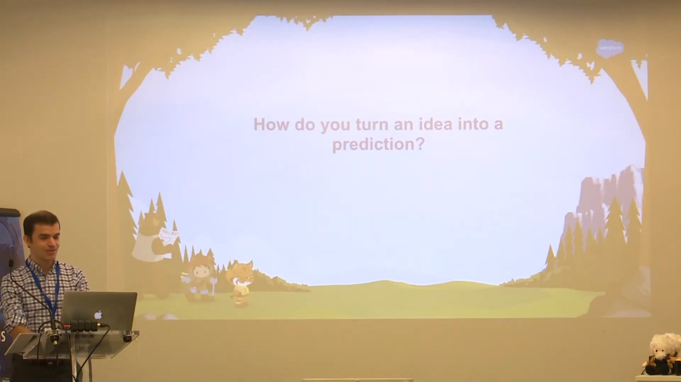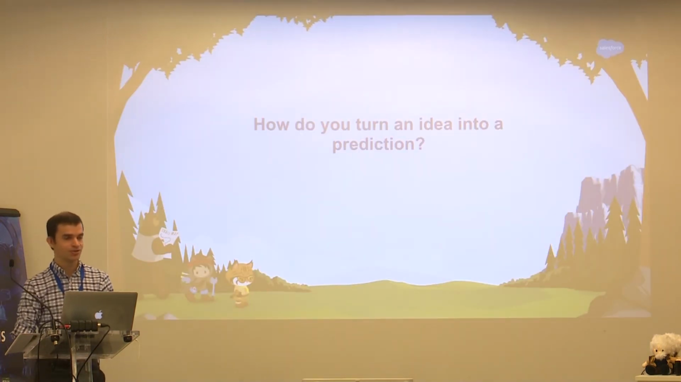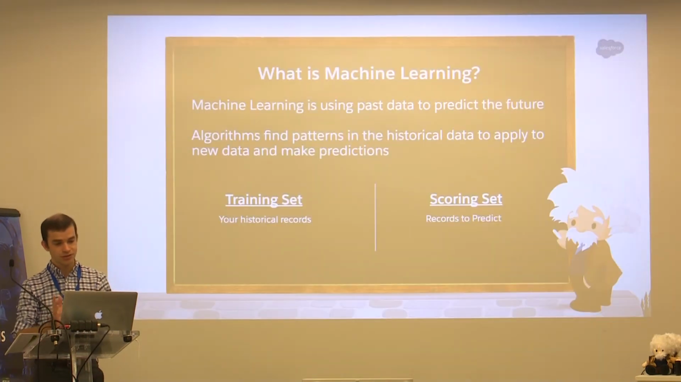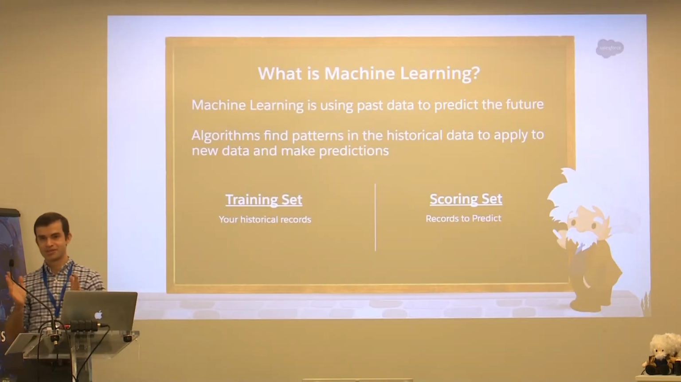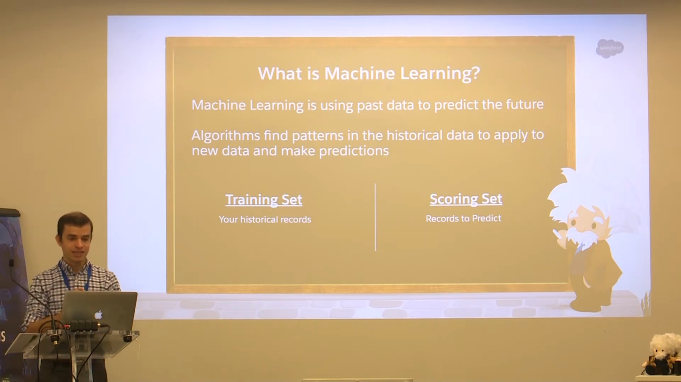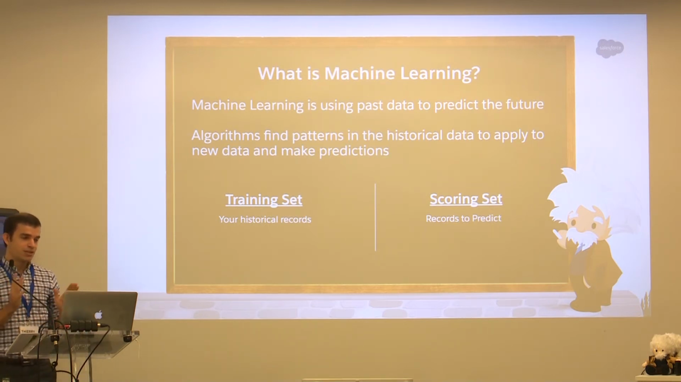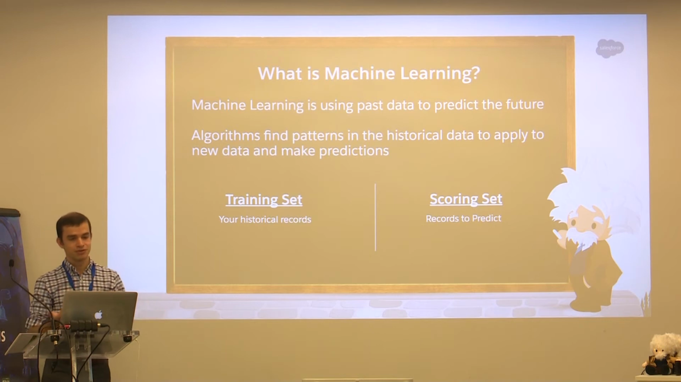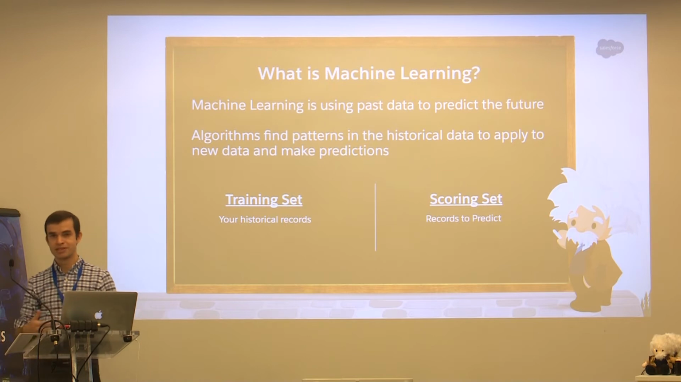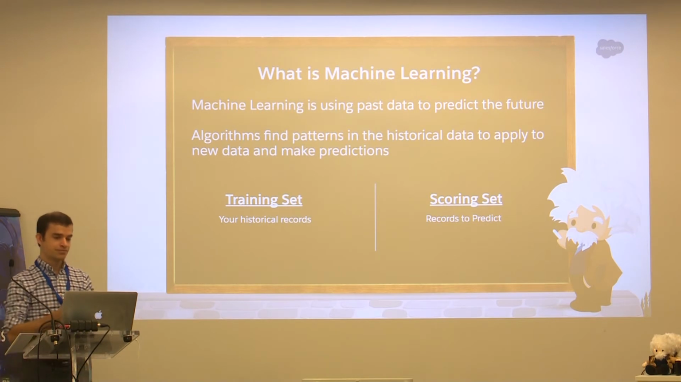All right, so let's get started. How do you turn an idea into a prediction? So first of all, what is machine learning? It's a big field. We don't have a lot of time, but just in a nutshell, machine learning is about using past data to predict the future. Behind the scenes, there's a number of algorithms. There's many of those algorithms. They find patterns in your historical data, and then you apply this model that you build to make predictions on new data. And roughly, you have two things to think about: the training set and the scoring set.